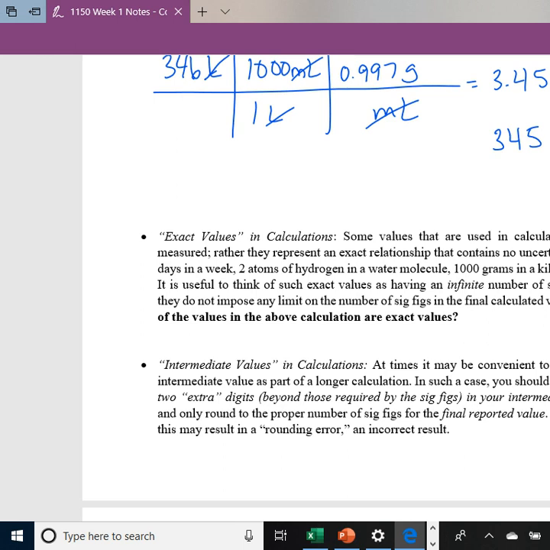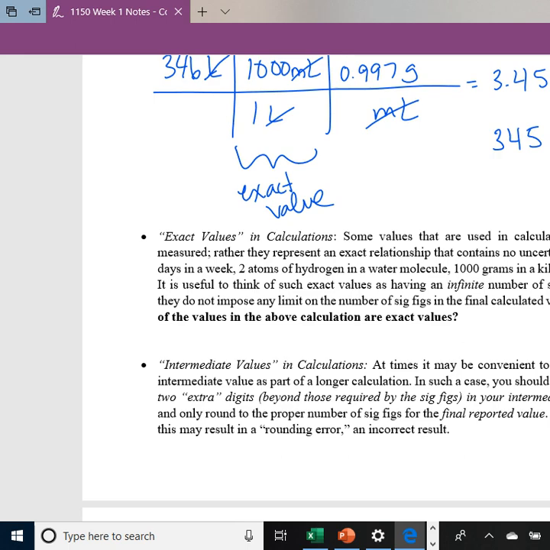So a little bit more about those exact values. So for example, this one here is an exact value. Some values that are used in calculation are not measured, rather they represent an exact relationship that contains no uncertainty. For example, 7 days in a week, 2 atoms of hydrogen in a water molecule, 1,000 grams in a kilogram. It is useful to think of such exact values as having an infinite number of sig figs, since they do not impose any limit on the number of sig figs in the final calculated value.